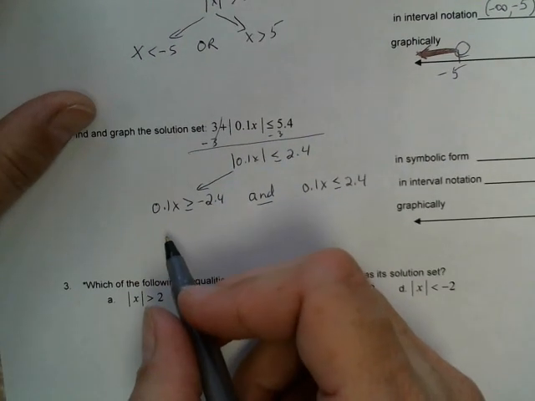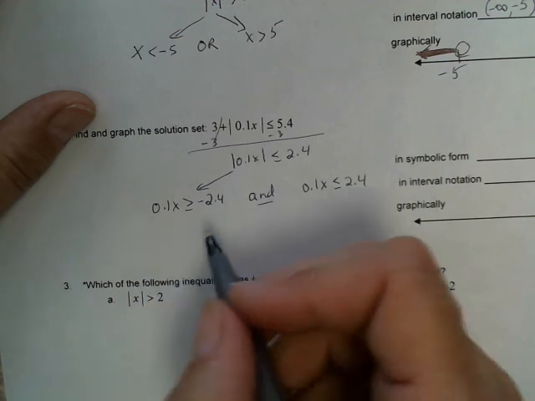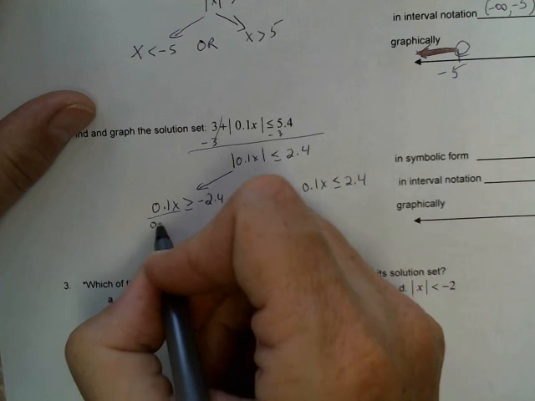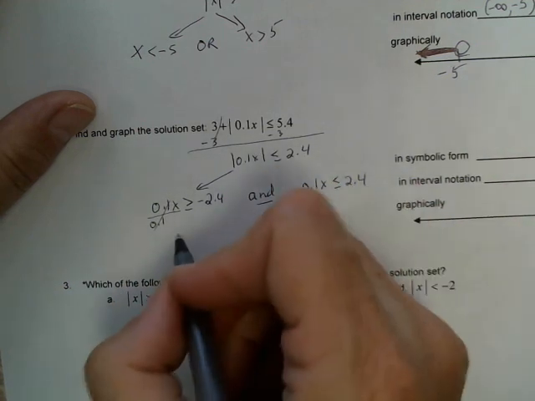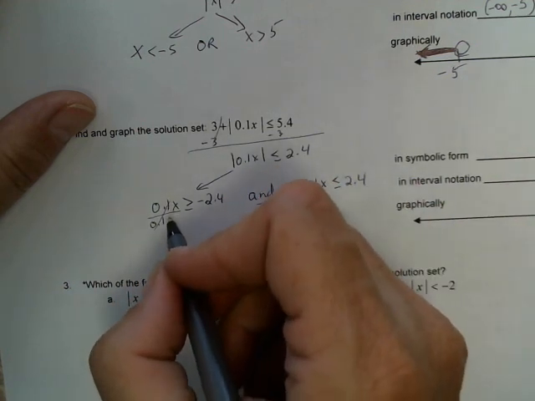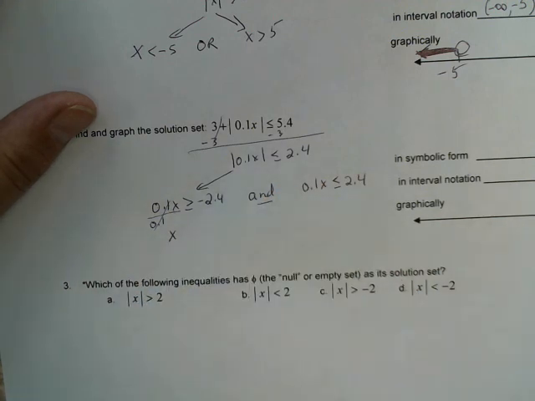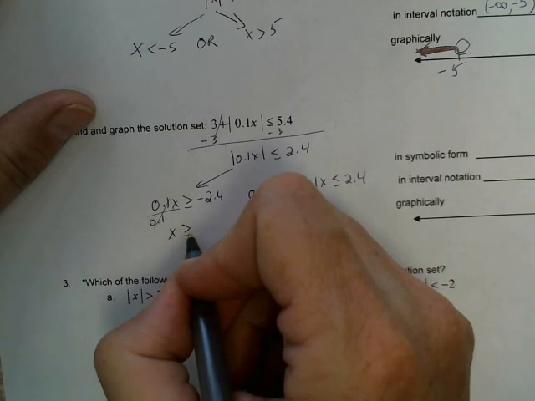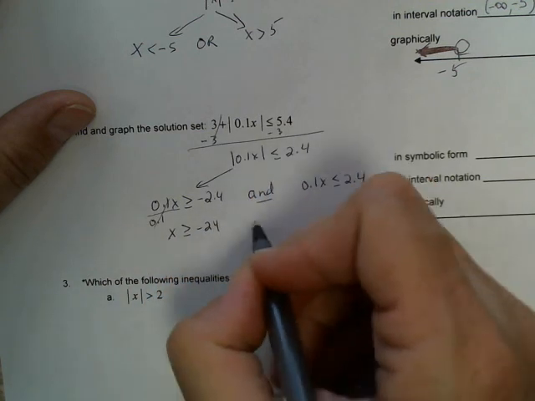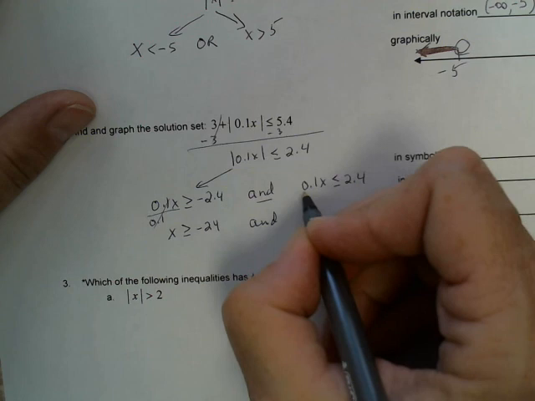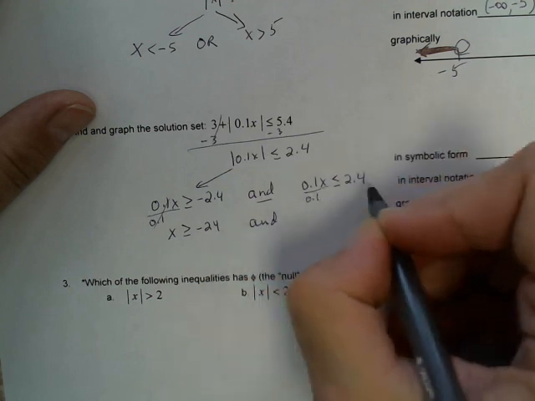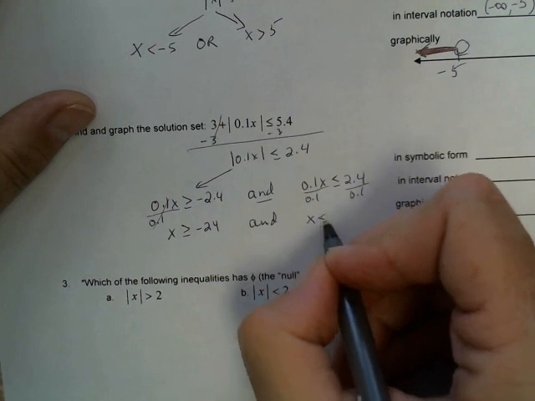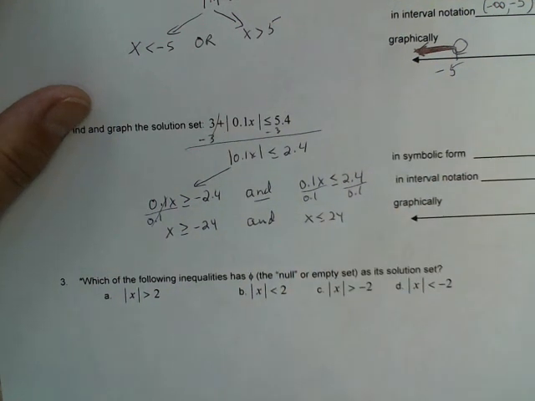Now, how do you get rid of a 0.1? Well, there are many different ways. Probably the easiest thing is to divide both sides by 0.1. You can get your calculator out if you want to, but that's just the same as multiplying both sides by 10. So this should say x is greater than or equal to negative 24. And divide both sides by 0.1, you have x is less than or equal to 24.